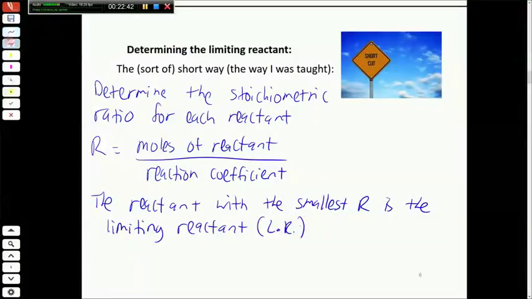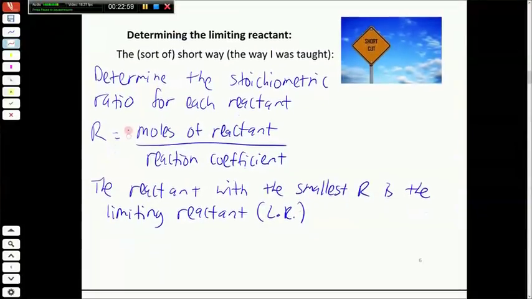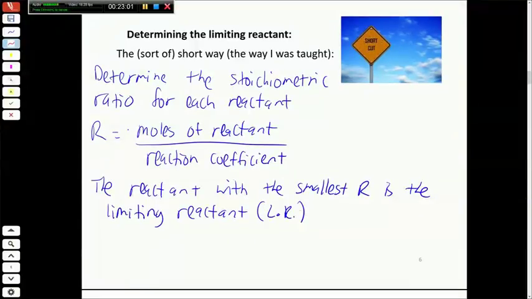Now the downside of this approach, and what sometimes trips students up, is that once you've used the stoichiometric ratio to determine what the limiting reactant is, at that point it becomes an entirely useless quantity, so you don't want to use it ever again. You use it to identify the limiting reactant, but you cannot then start doing calculations with it because in most cases it's not a particularly meaningful quantity.